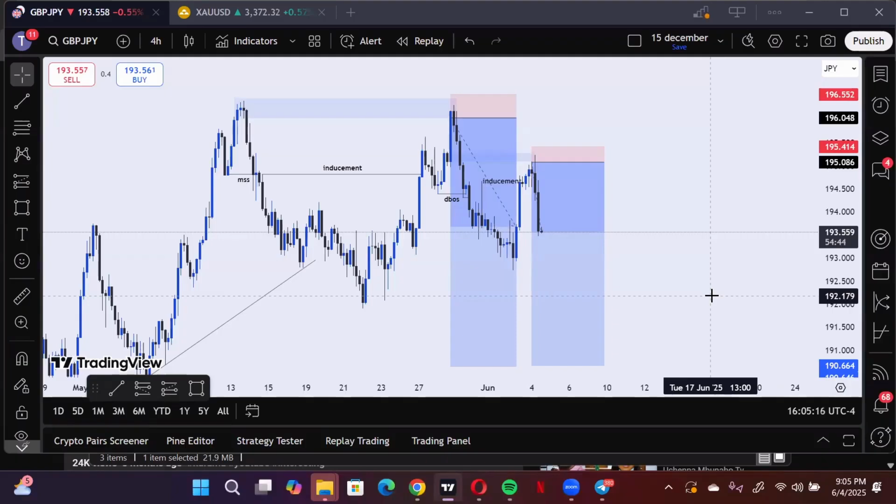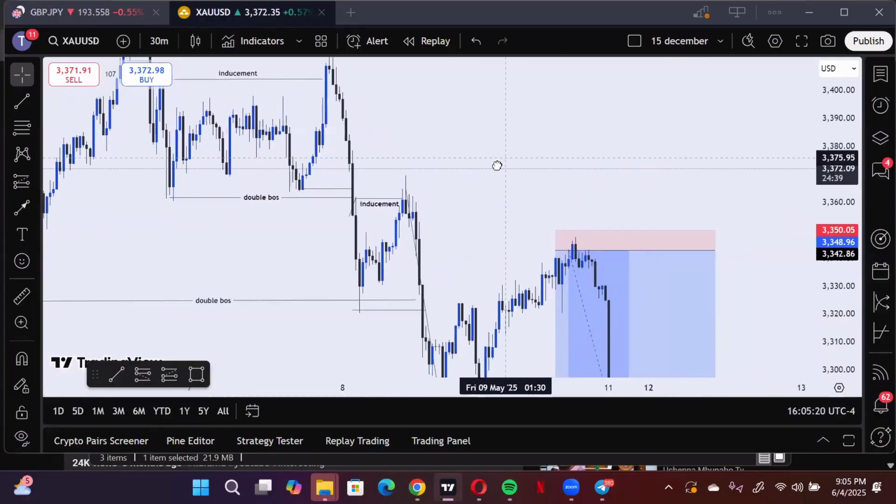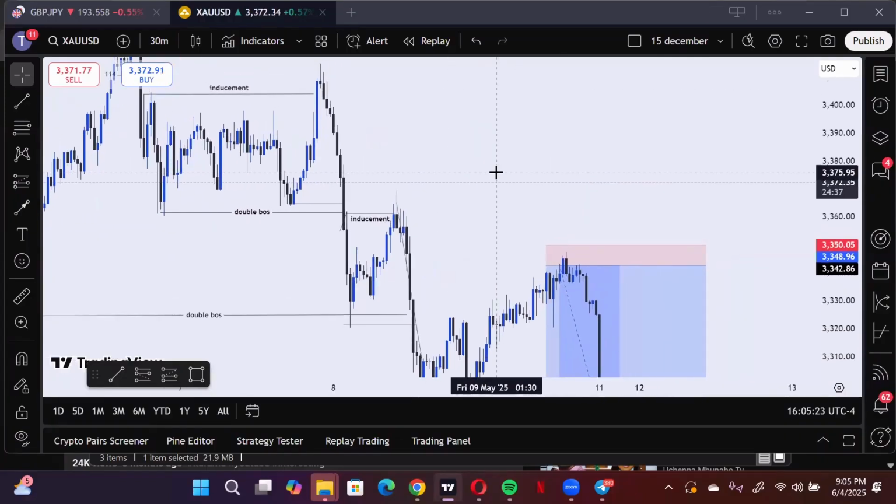So now we have talked about the structure part of the strategy. We've talked about the liquidity part of the strategy. What is now left is the point of interest part of the strategy. Now, I make use of 2 points of interest, the order block and then the breaker block.